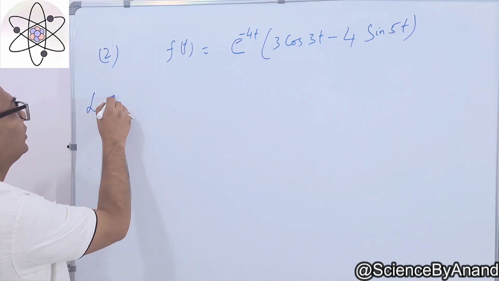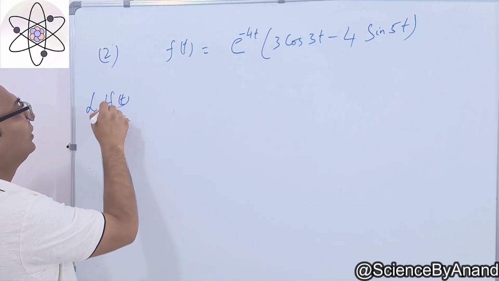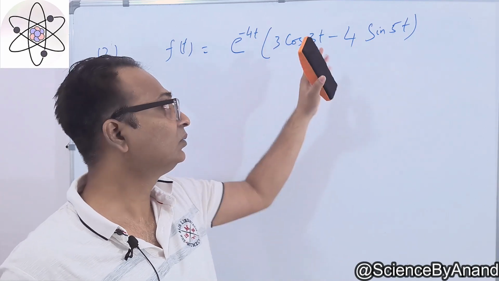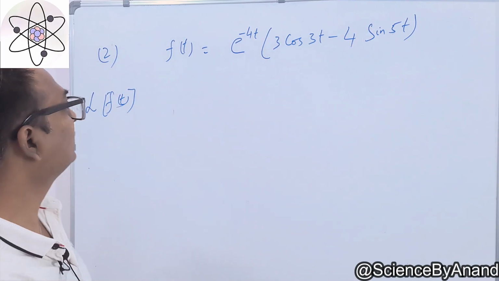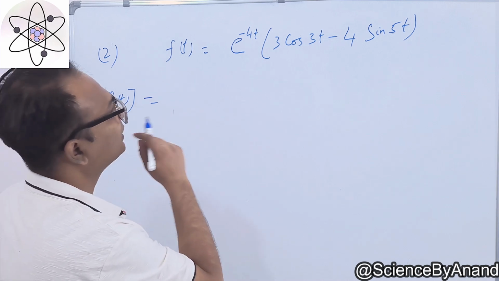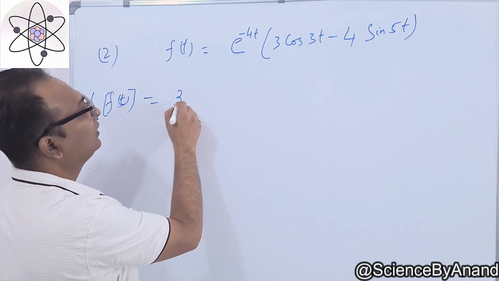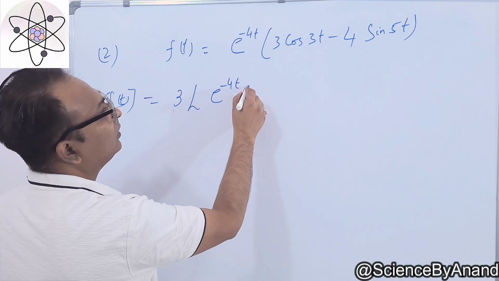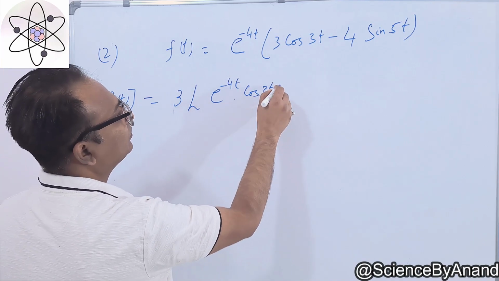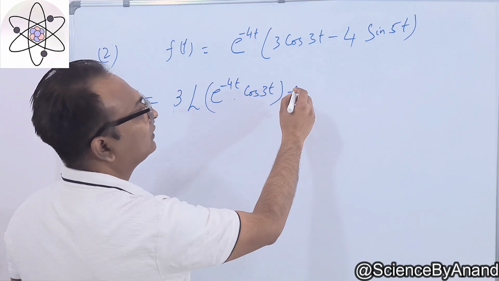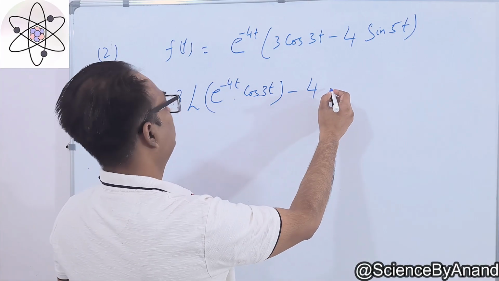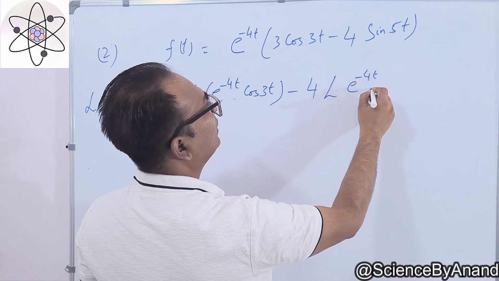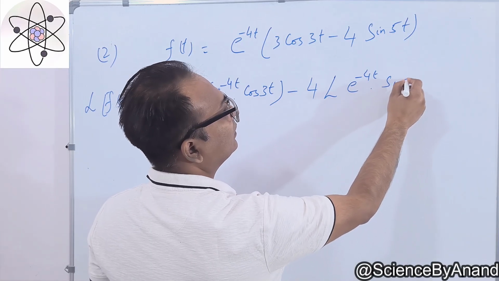So Laplace transform of this function f(t), by the first property, this is linear, so these two terms can be taken separately. So this will be 3 Laplace transform of e to the power minus 4t into cos 3t minus 4 into Laplace transform of e to the power minus 4t into sine 5t.